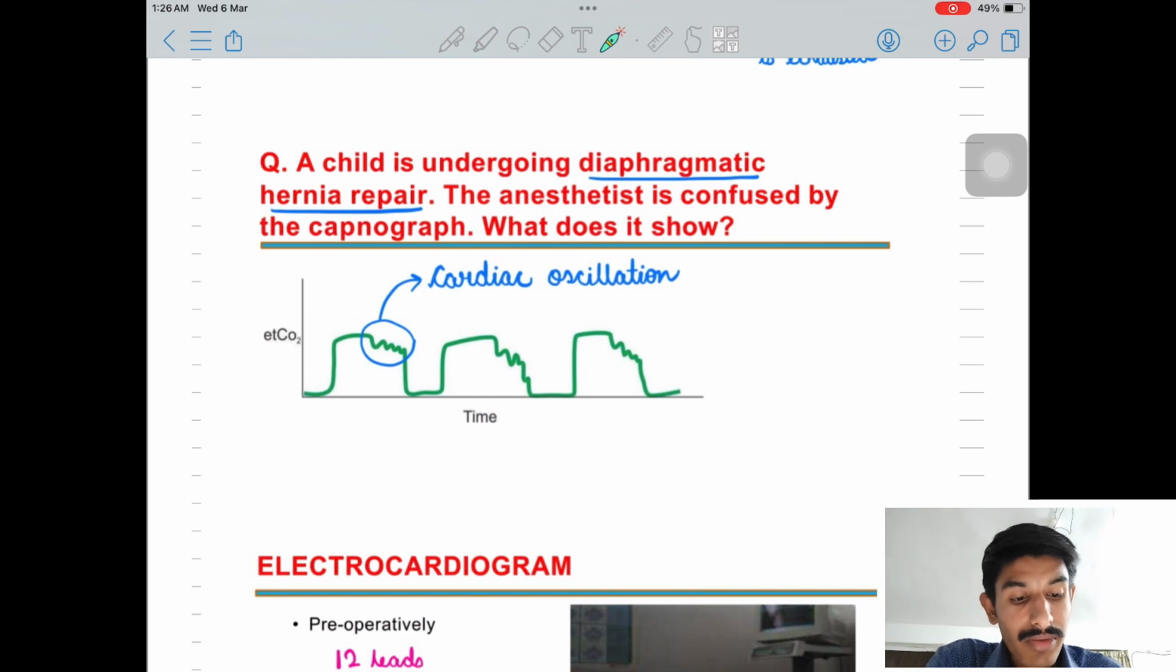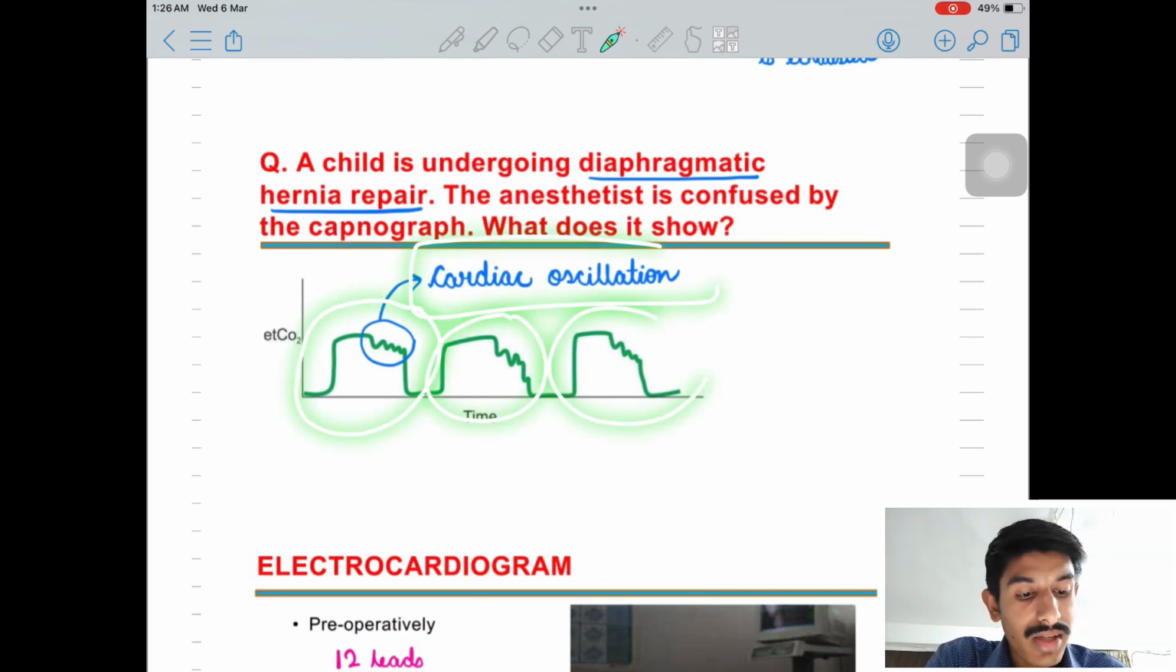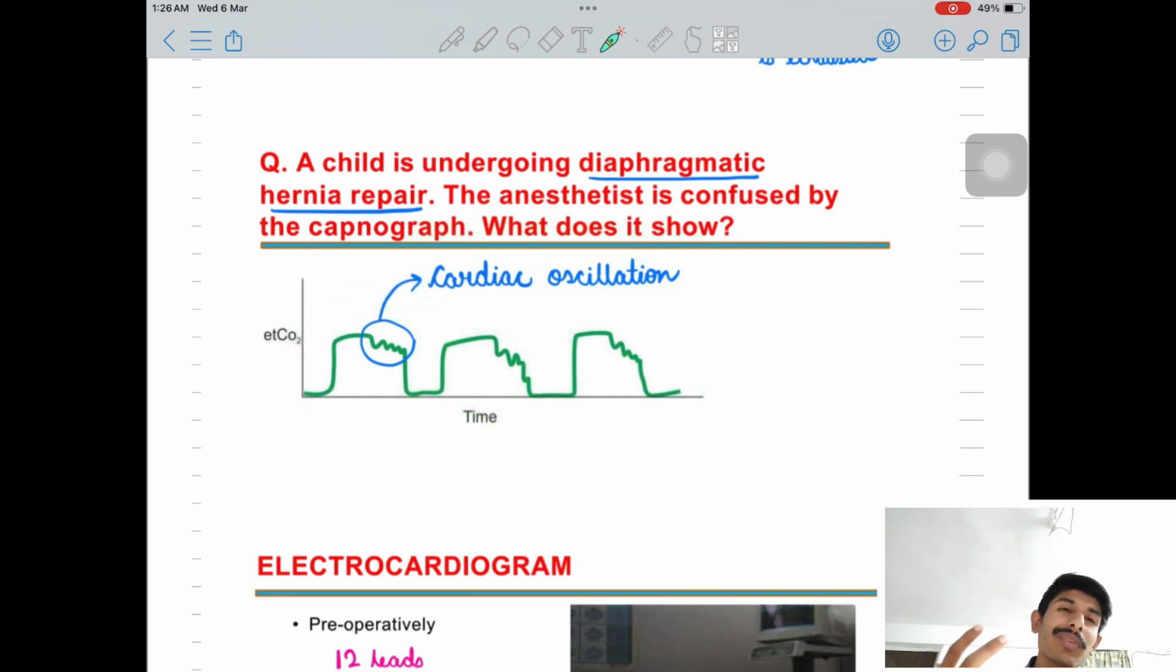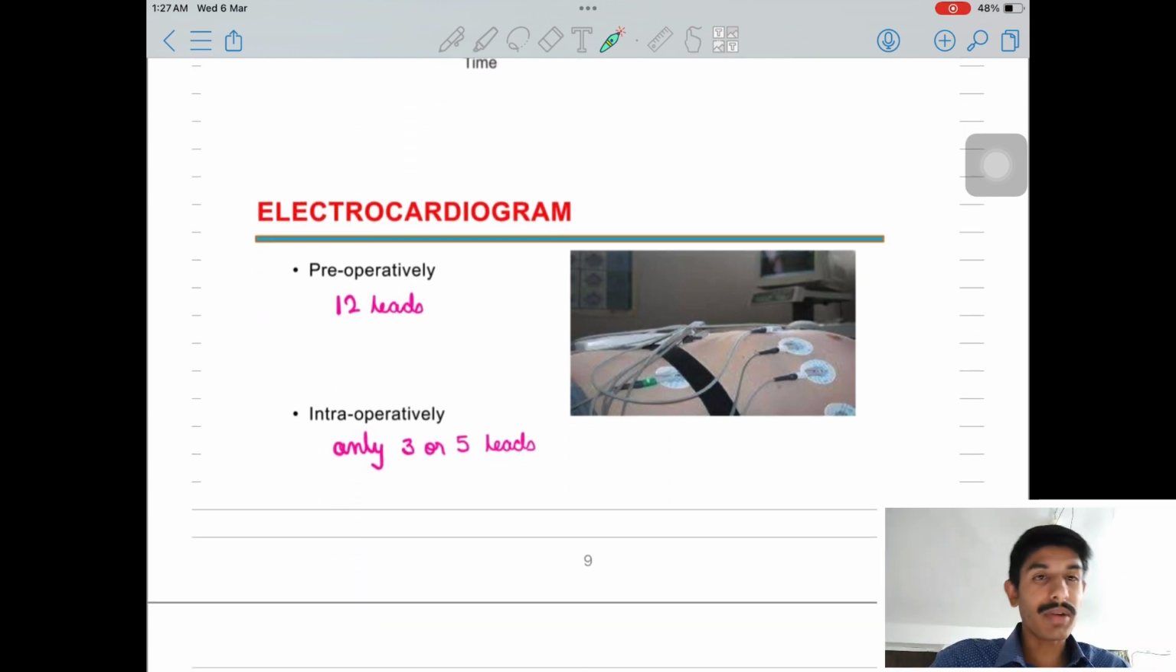Then you can see this kind of pattern in the capnograph. It is cardiac oscillation. So there are different kinds of patterns in capnographs, and you must remember them, because these patterns mostly come in the exam. In my last exam one of them came, so you must study this also. I learned by my mistake; you should also be aware so that you do not make this mistake in your exam. So this was the first part of anesthesia, complete here.